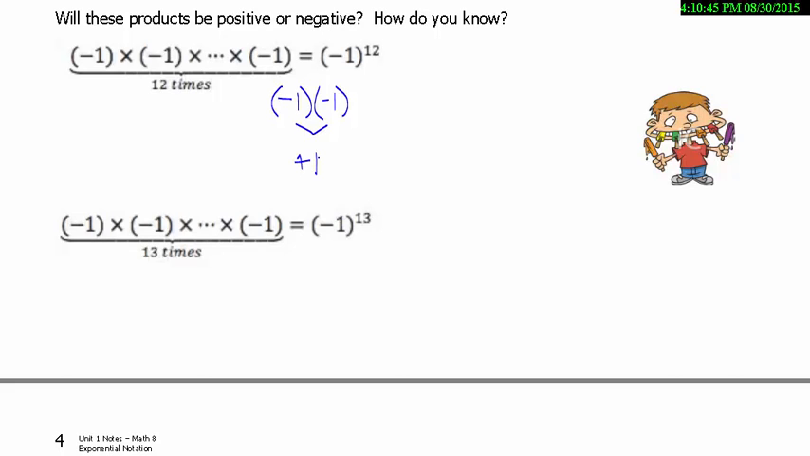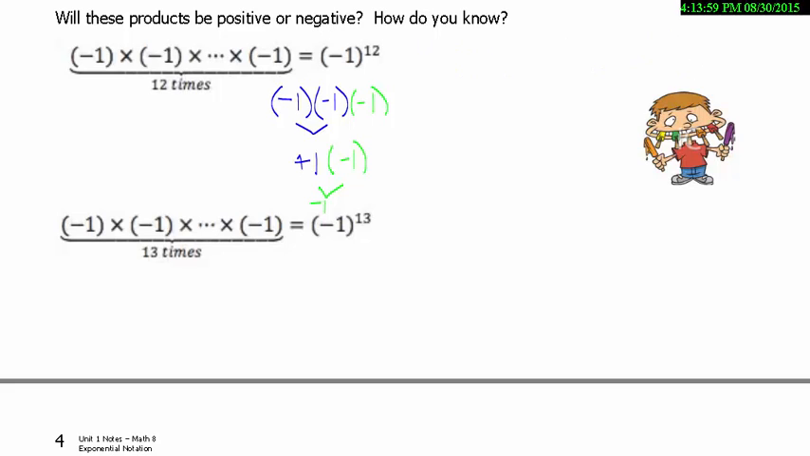Well, what happens if we add another negative 1 outside? So we would pretend if we did have another negative 1 that was multiplied, that would turn into positive 1 times negative 1, which in this case will give us a negative 1.